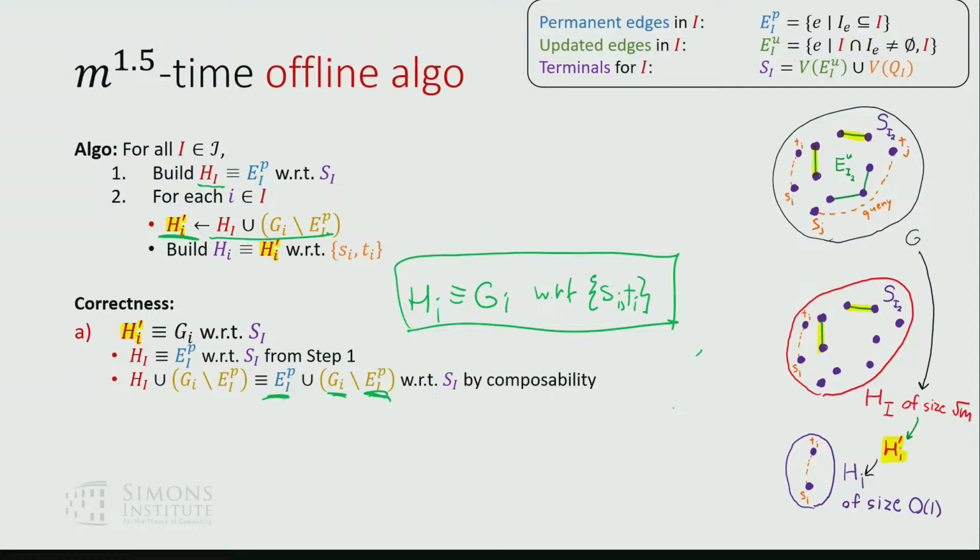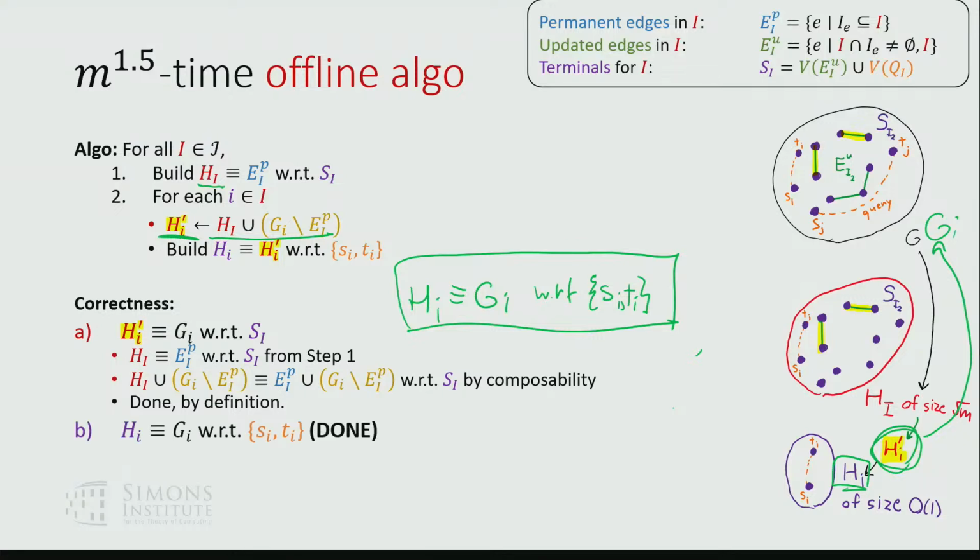So hi prime is equivalent to gi with respect to S big I. Okay, so we have at least halfway that this guy is equivalent to gi. But what we want is for hi to be equivalent to gi. But why is that? Well, I want to show this thing. If we have this, we are done.